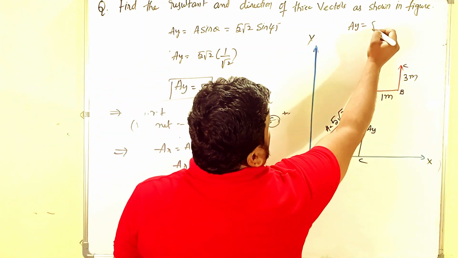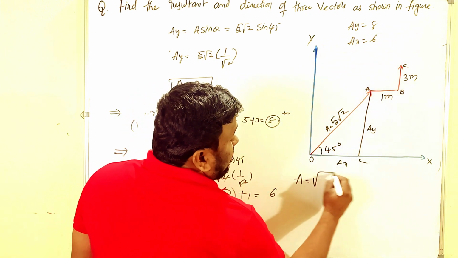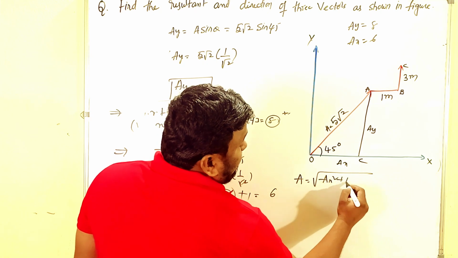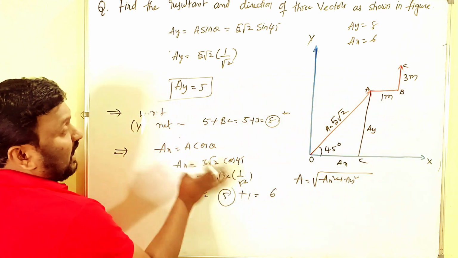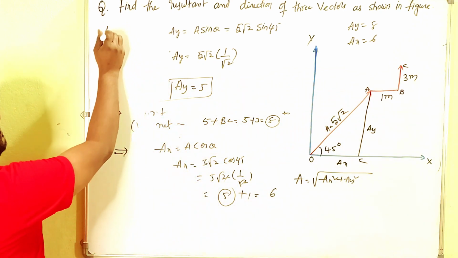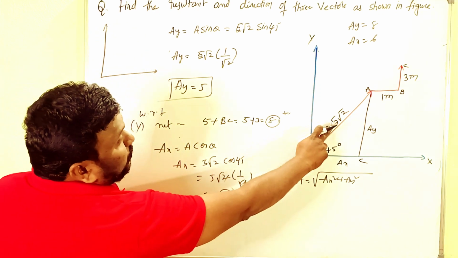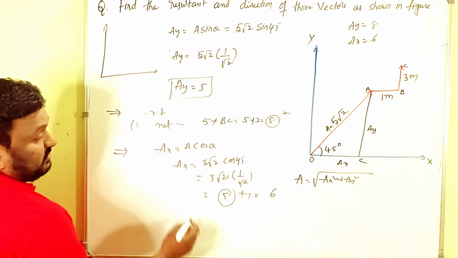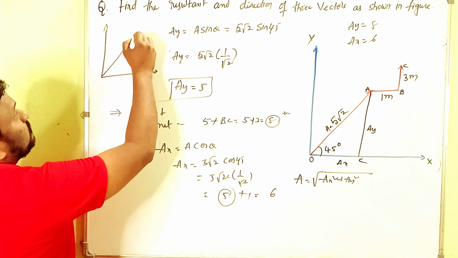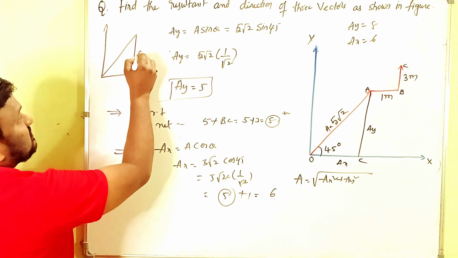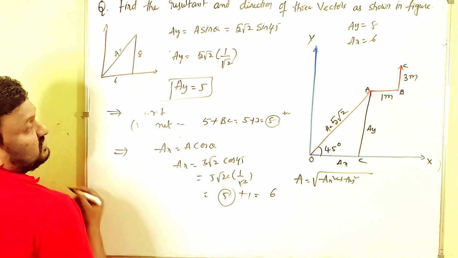Therefore, here simply you can take AY as 8, and AX as 6. Then the resultant is the square root of AX square plus AY square. No need to complicate; from the diagram we already have 5√2 and 3. So AY we got is 8, and AX is 6. Now we have to find this resultant line.